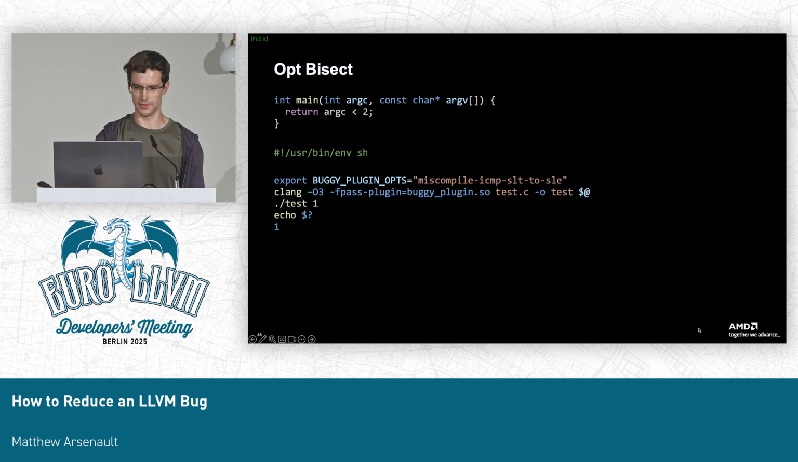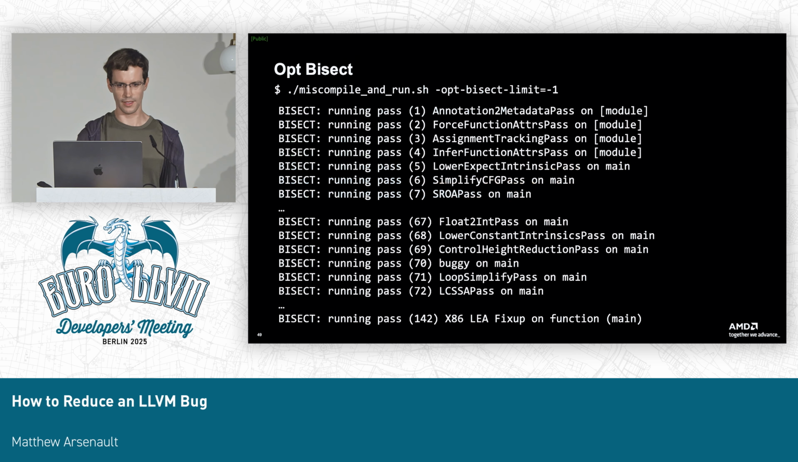Okay, so in this example, we're going to try debugging this miscompile. We have this simple program that just returns if the number of arguments is less than 2, and we're going to miscompile this into an off by 1. So if we miscompile this compared to 2, we'll see an exit 1, but 2 is not less than 2, and it should be, so it should exit 0. So if you run this miscompile and run the script with the bisect limit of -1, we'll see there are 142 optional runs of passes.